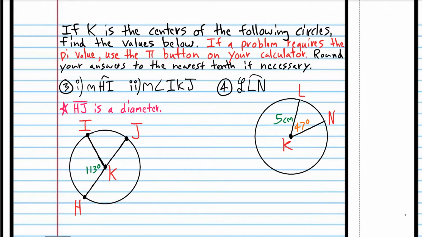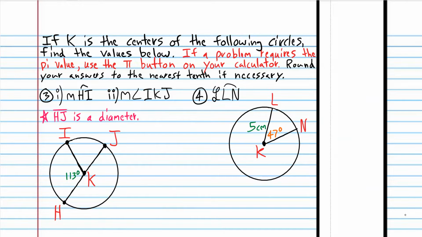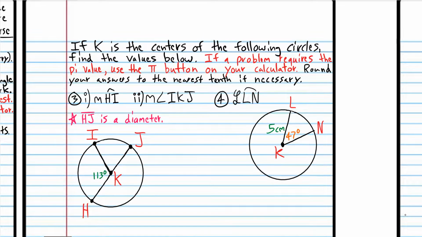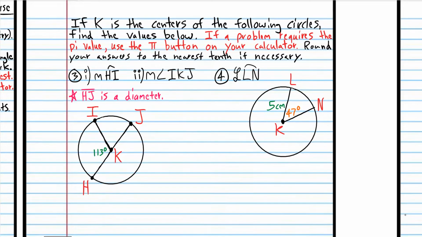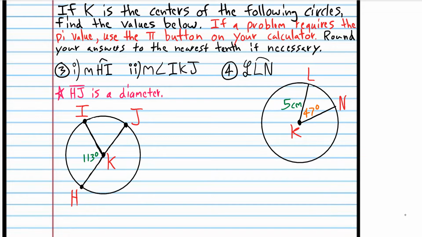It says, if K is the center of the following circles, find the values below. And again, if you need to use pi, use the pi button on your calculator and round your answers to the nearest tenth if necessary. So try number 3. When you come back, we'll do it together. All right, we're back.